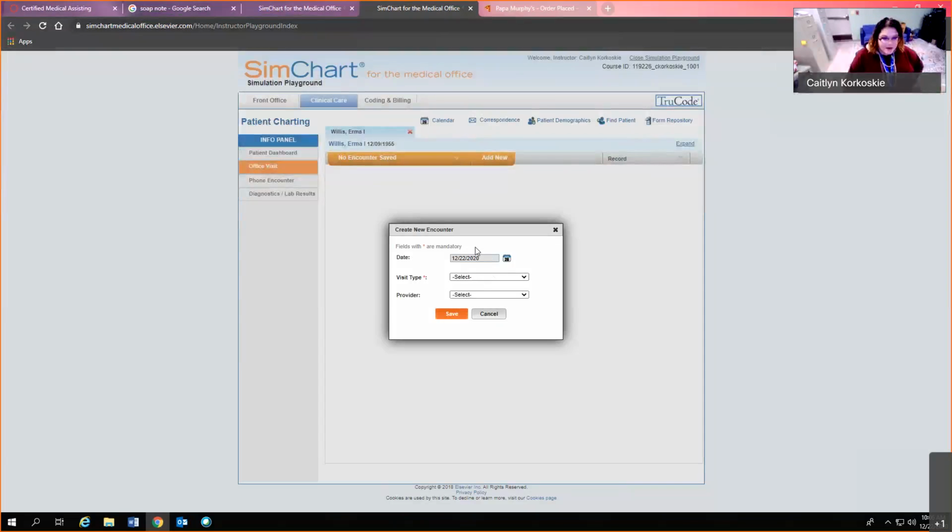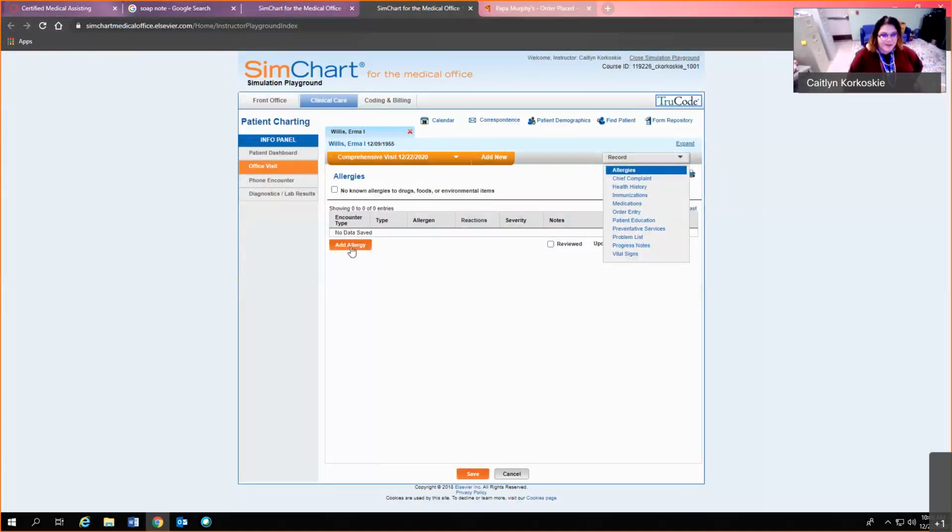So if we go to office visit, I'm going to just make one. And I'm going to say that this is a comprehensive visit with Dr. Alden, whatever. Okay. So here is all of the things that are going to be in the SOAP note. So we're going to go over allergies, their chief complaint. We actually go over most of this stuff here. So first, let's go over allergies.